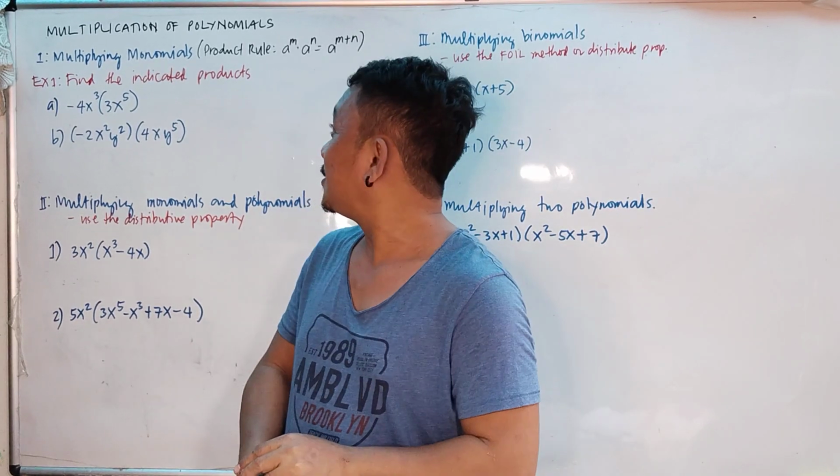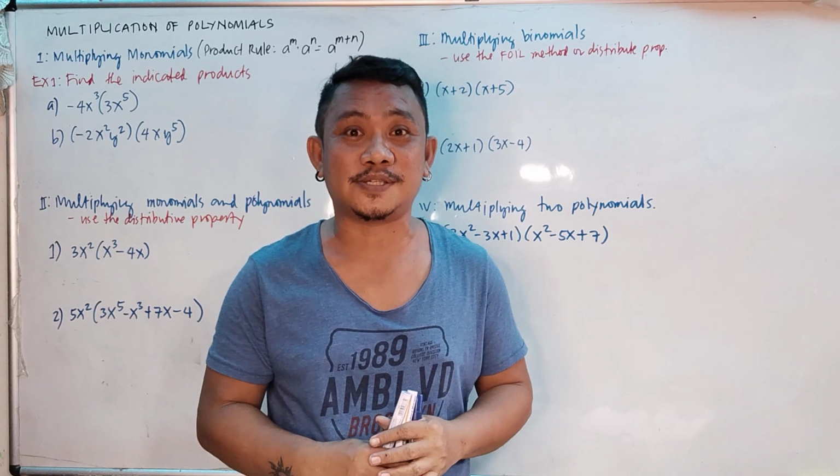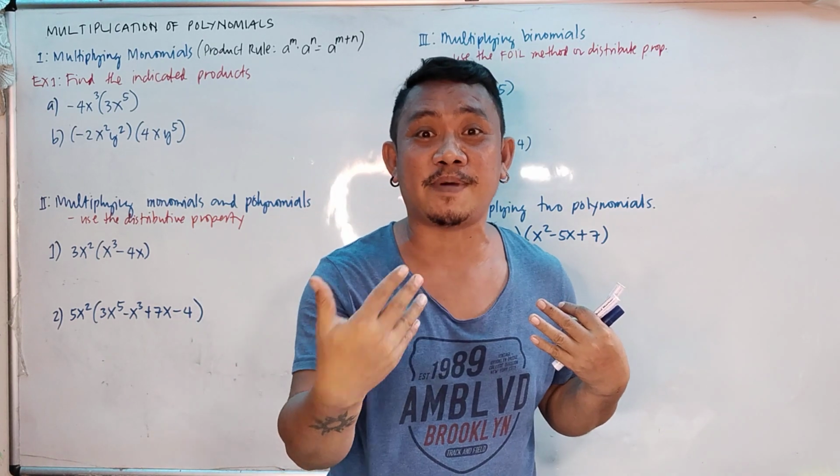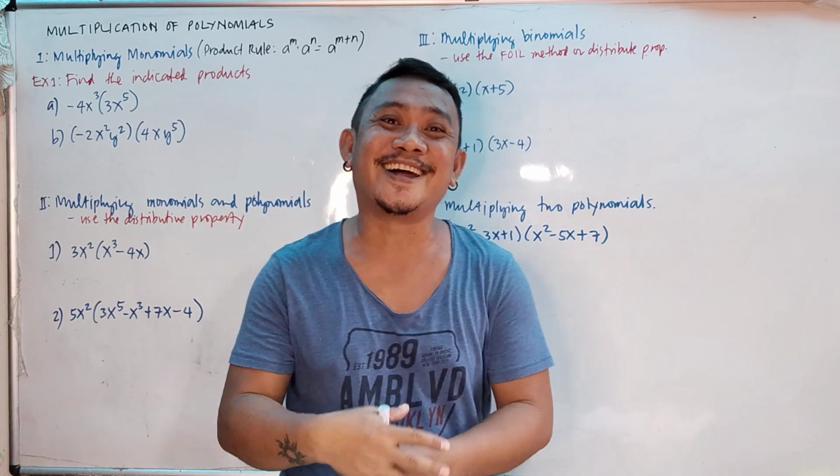Mag-discuss ta about multiplication of polynomials. So, in other words, mag-shorter ta og polynomials. Pwede ma-isbog na gamay ang electric fan kay igang na kayo.